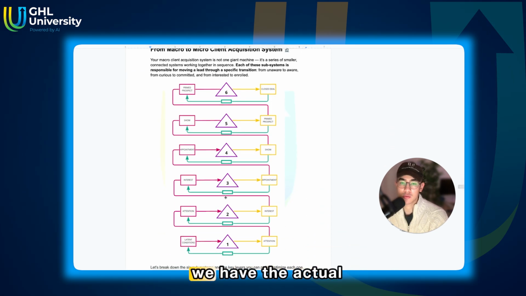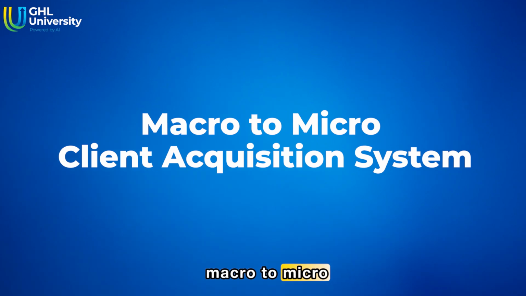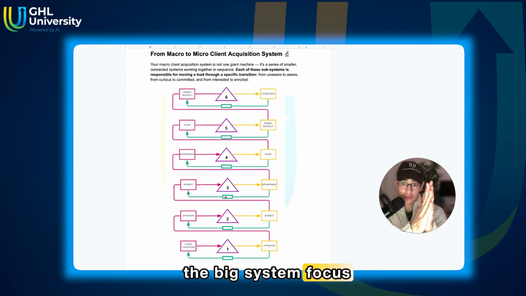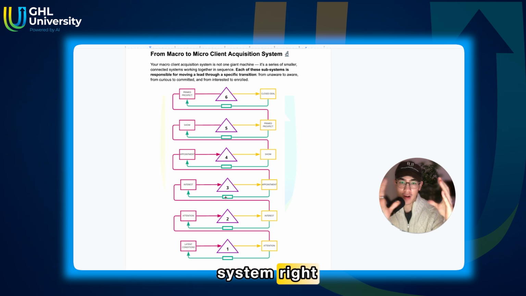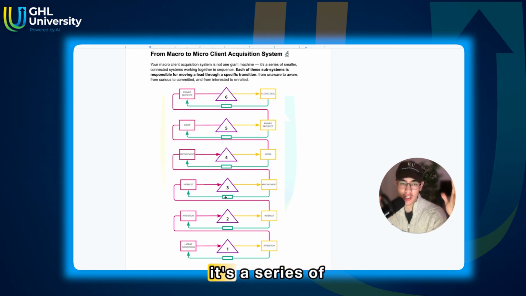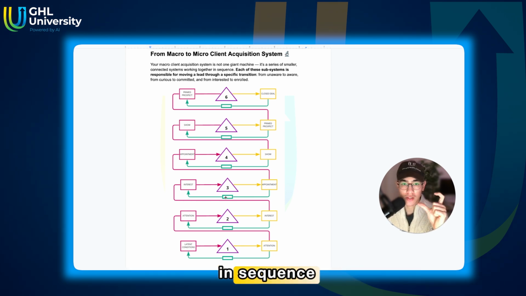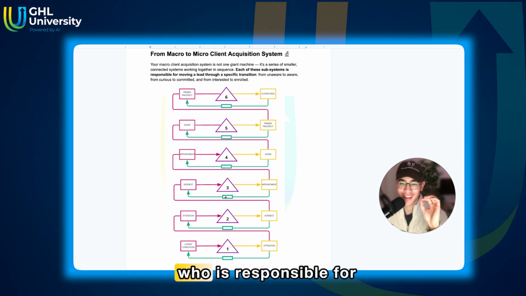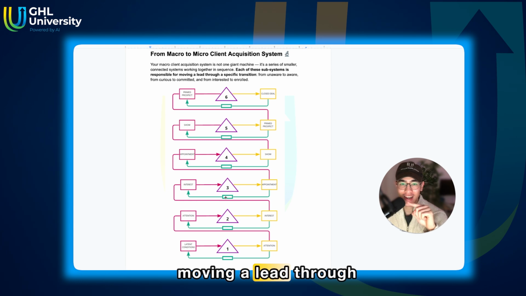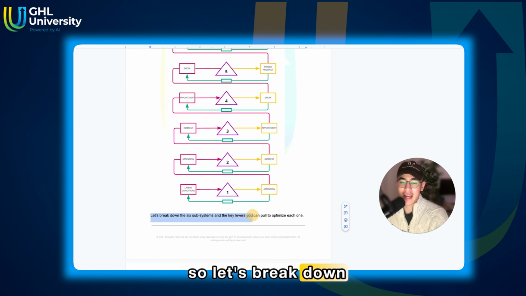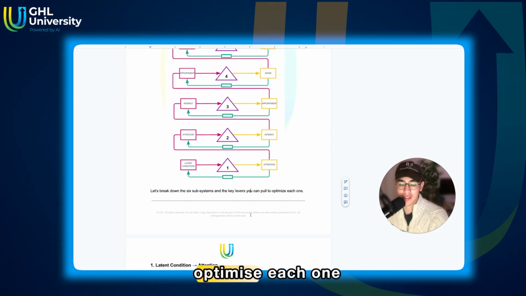And then last but not least, we have the actual macro-to-micro client acquisition systems, right? That's the main system, the big system. Focus. This is the big system, right? It's not just one giant machine. It's a series of smaller connected systems working together in sequence. And each of these systems is responsible for moving a lead through a specific transition: from unaware to aware, from curious to committed, from interested to enrolled. So let's break down the 6 subsystems and the key levers you can pull to optimize each one.